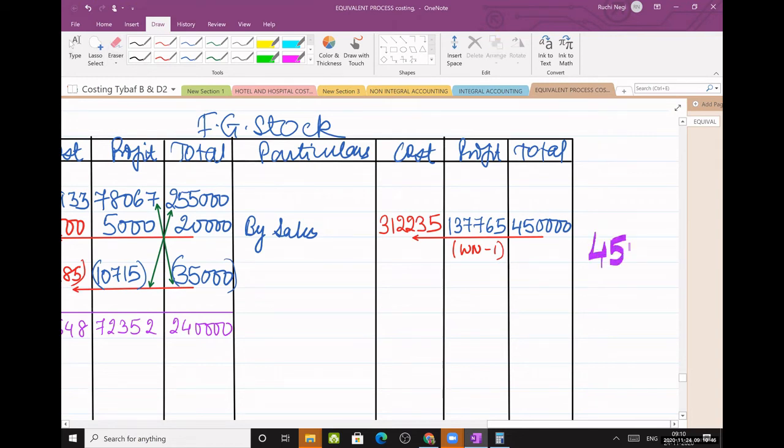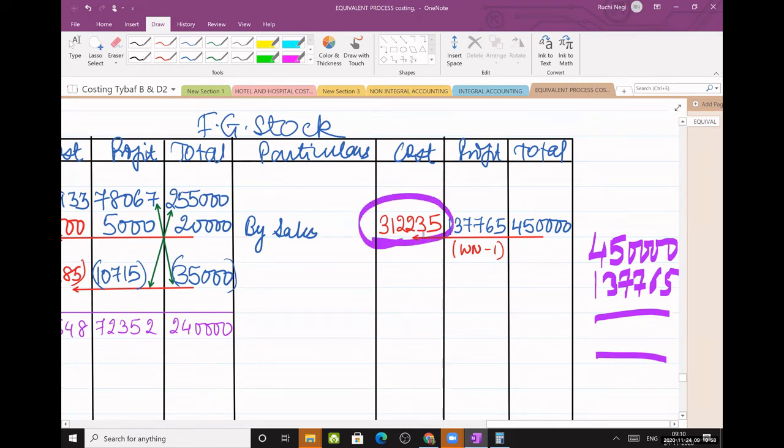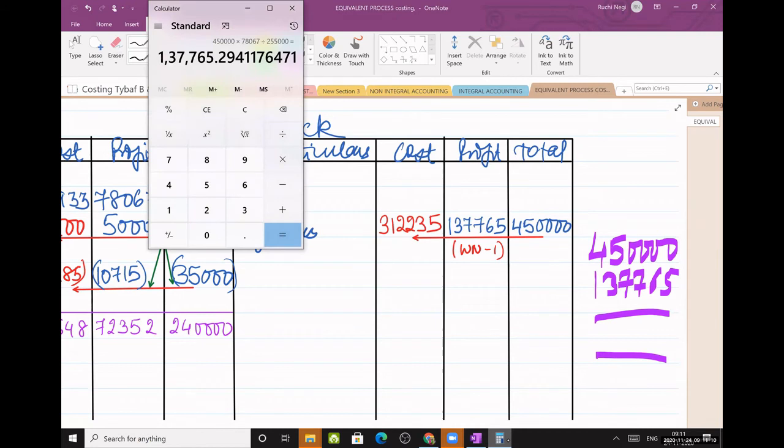The same logic. Out of 4,60,000, 1,37,765 is profit. What is left, the difference, is just cost. So this is called cost of sales. This is called cost of sales, sales at cost price. Okay. 3,12,000 to 34.7. Round off, make it 36.